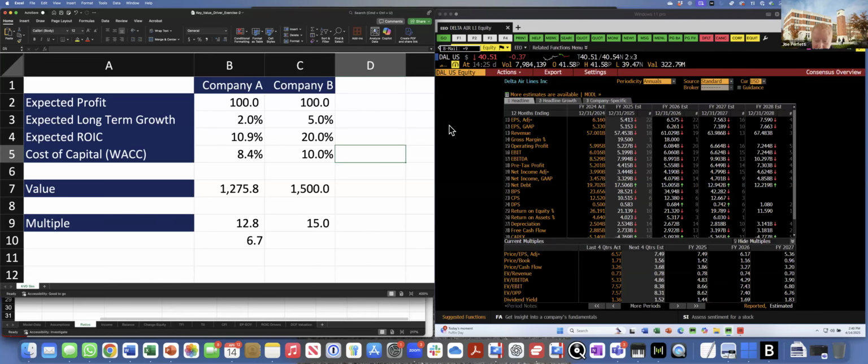Got someone in the chat here. Try reducing the long-term growth. Okay. So what, 0? Not enough. -2. -4. -6. -20.